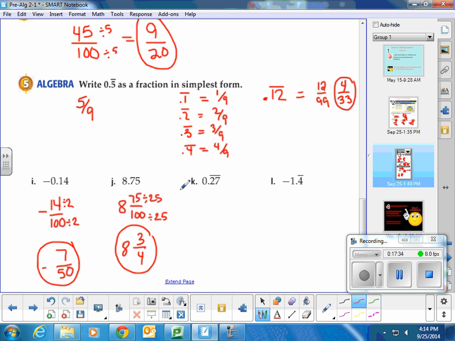Now this is the repeating decimal that I was talking about up here. 2 digits are repeating, so we're going to write 27/99. Both the numerator and denominator can be divided by 9, so we're going to simplify it by dividing by 9. 27 divided by 9 is 3. 99 divided by 9 is 11. So 3/11. And the last one, this is one of our single digits repeating. So negative 1.4 repeating. It's going to be negative 1 and 4/9. It's over 9 because it's 1 digit after the decimal that's being repeated.